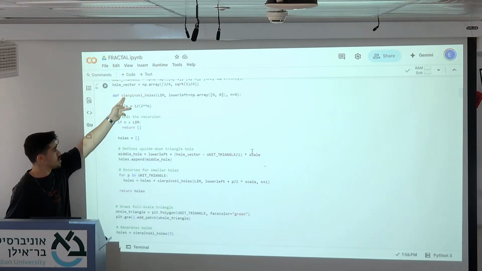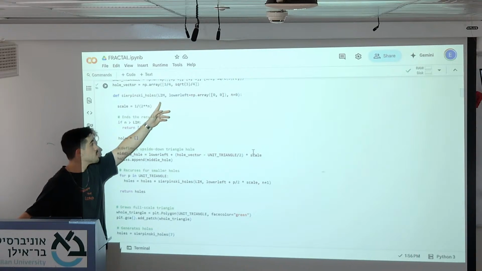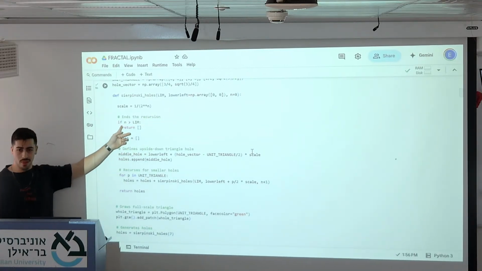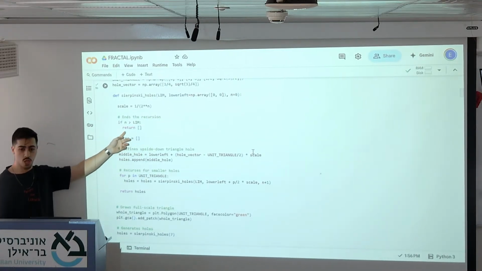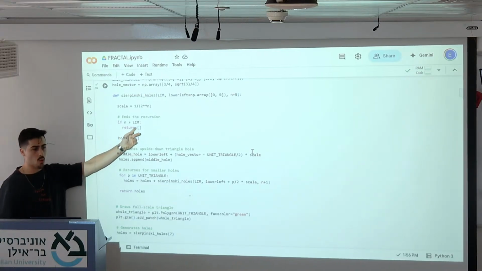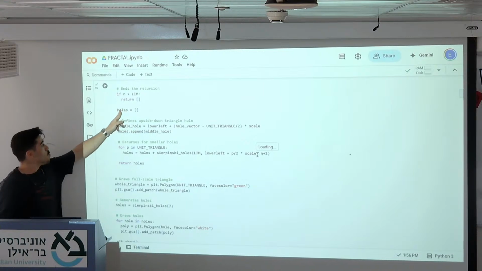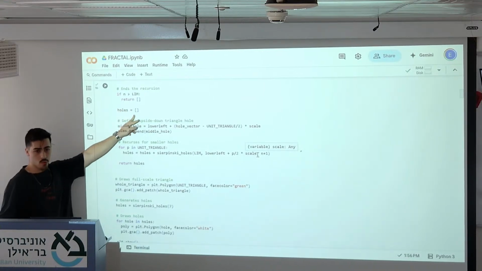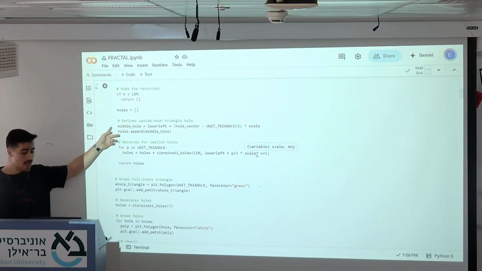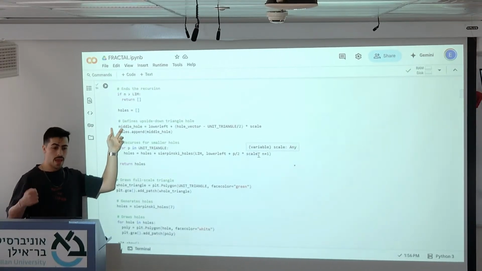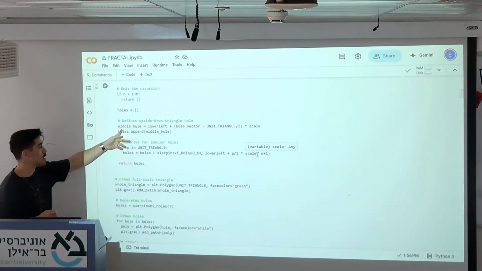So this is Sierpinski holes. This is the limit of the recursion. If our level is bigger than the limit, we just stop. We don't return any more holes. We return an empty set. But if not, we set an empty array of holes, and then we have to actually create the hole that's in the middle of the triangle, right?